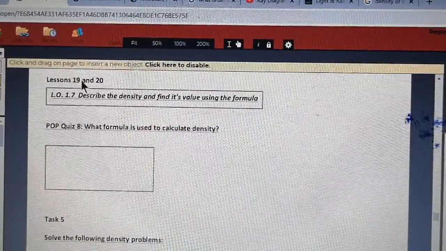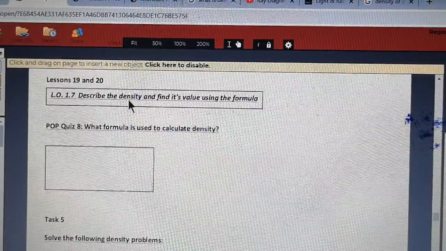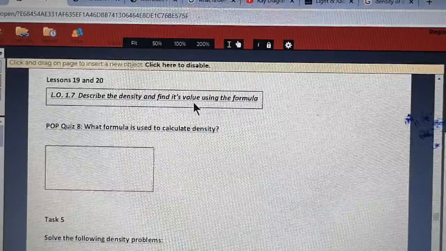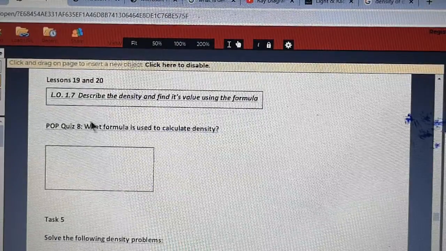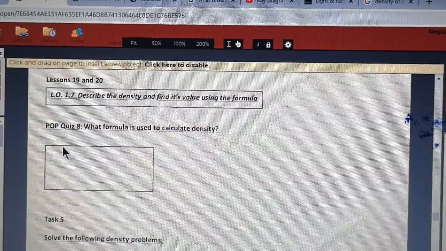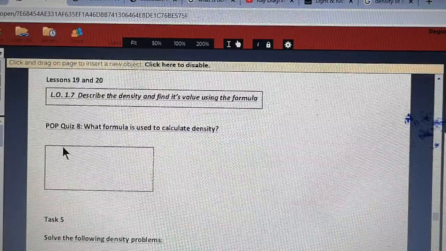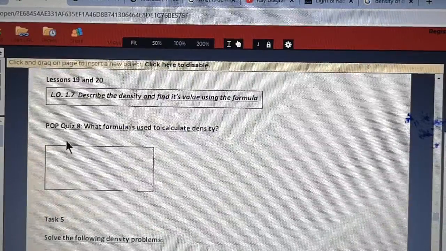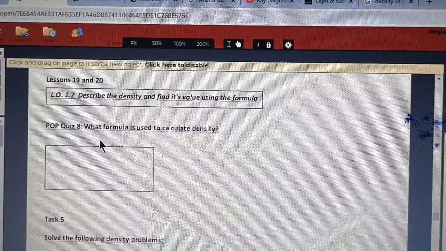Alright then, lesson 19 and 20. Let's see what we're going to learn about. Describe the density and find its value using the formula. That sounds similar to what we've already done, so it looks like we're going to just do more practice about this understanding of density, how much mass there is in a certain space, certain volume. The volume is how much space things take up.